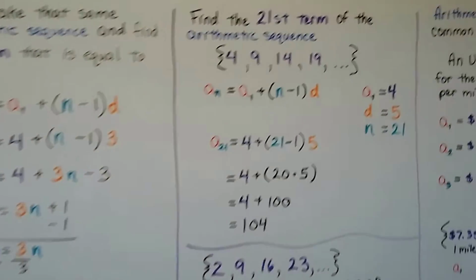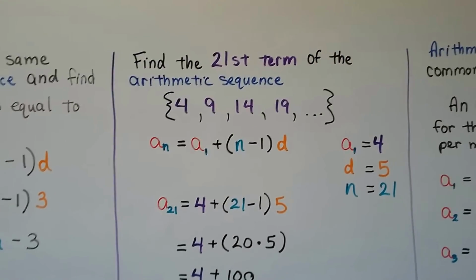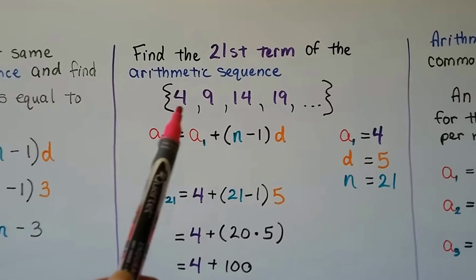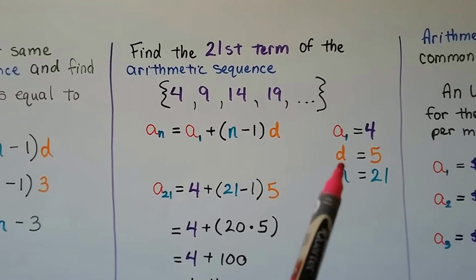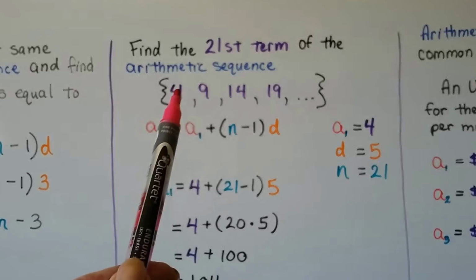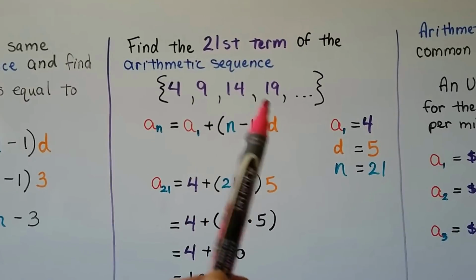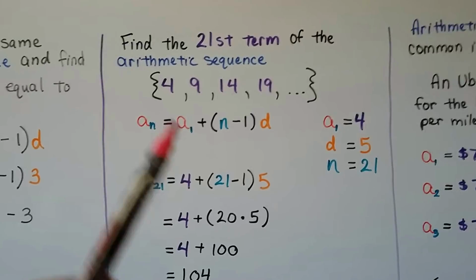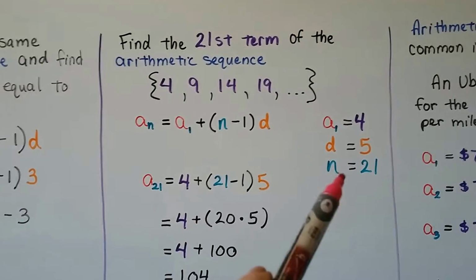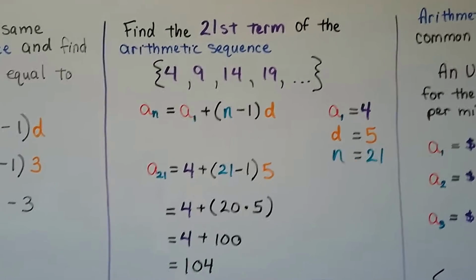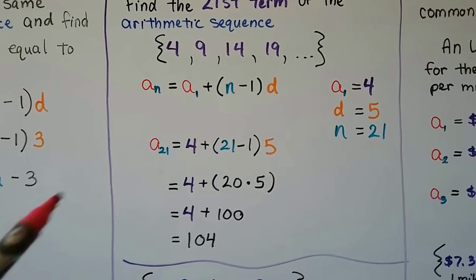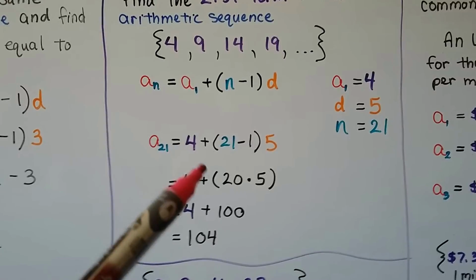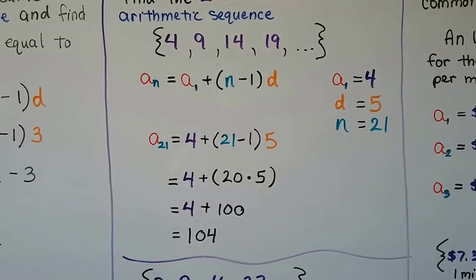All right. We can find the 21st term of the arithmetic sequence, 4, 9, 14, 19. A sub 1 is a 4. It's right there. Our common difference is a 5. 9 minus 4 is 5. 14 minus 9 is 5. 19 minus 14 is 5. So we got that. And we know we're looking for the 21st term, so we know n is equal to 21. We put it into the formula, and we've got a sub 21 is equal to 4 plus 21 minus 1 times 5.